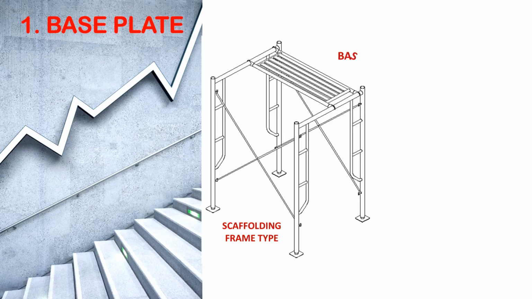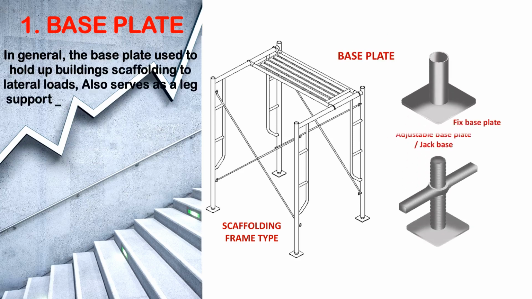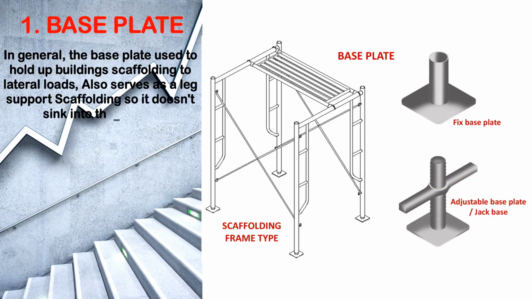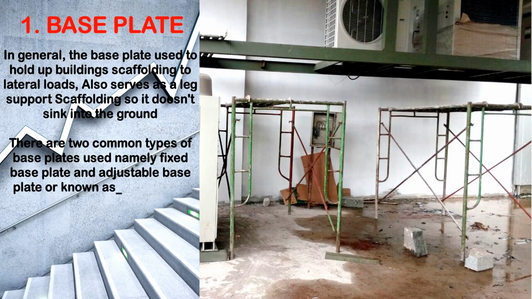Number 1. Base plate. In general, the base plate used to hold up building scaffolding to lateral load also serves as a leg support for scaffolding so it doesn't sink into the ground. There are two common types of base plate used, namely fixed base plate and adjustable base plate, or known as jack base, which is a base plate with adjustable height.